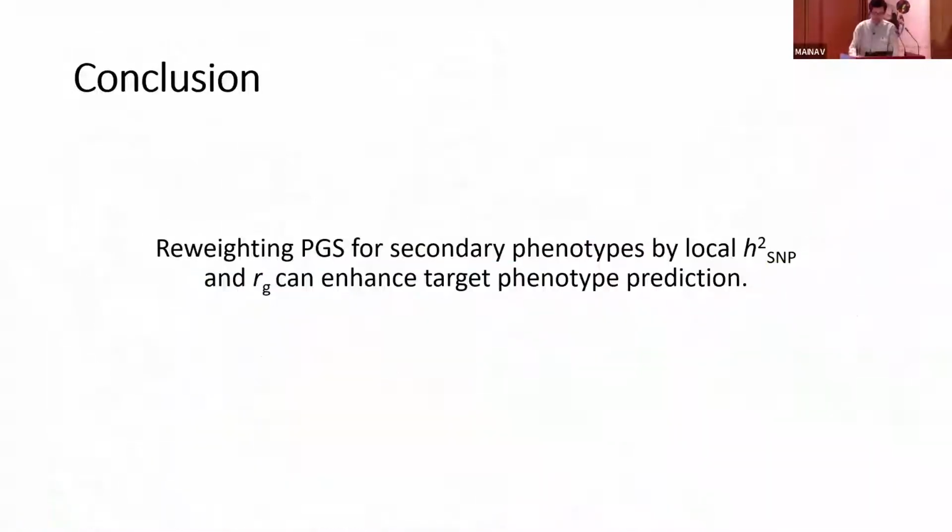But nonetheless, I think that when comparing these polygenic scores that have been reweighted by local genetic correlation estimates to standard secondary trait polygenic scores, we saw there was a significant improvement, which suggests that by incorporating this local genetic information, it can improve the utility of secondary polygenic scores for predicting a given target phenotype.